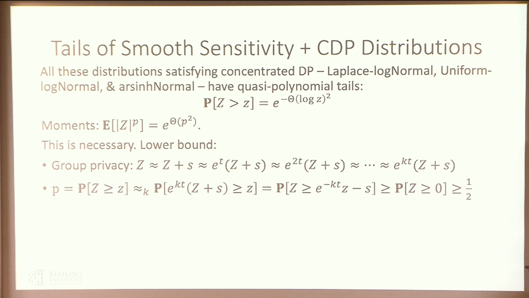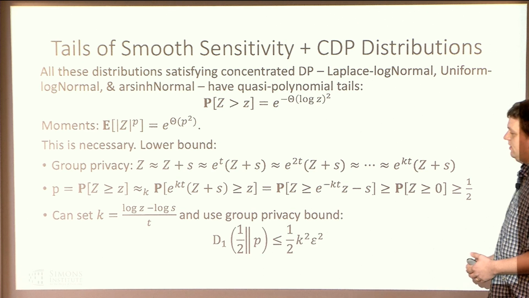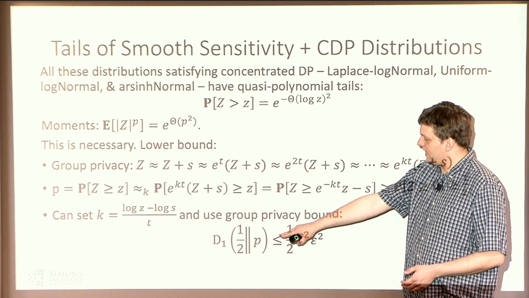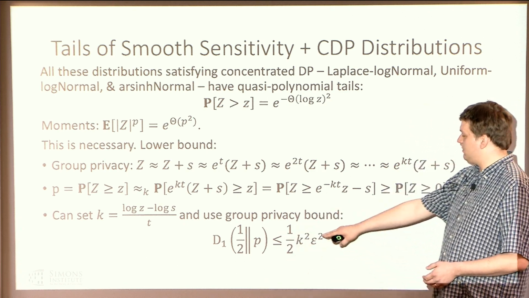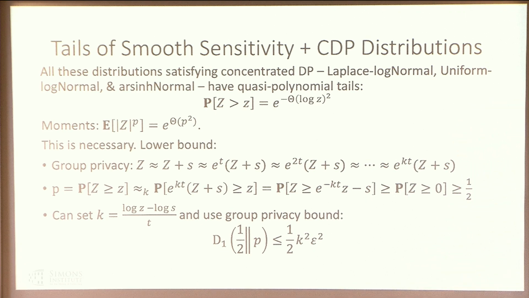And if I pick my parameters right, that's just going to be something like z greater than 0, which is a half. And so now that's the parameter I have to set in there, the k, to make that work. And we use some sort of group privacy bound on the divergences. So this is just the KL divergence. This is going to be at most a half k squared epsilon squared. That's just the group privacy bound, following these inequalities through.